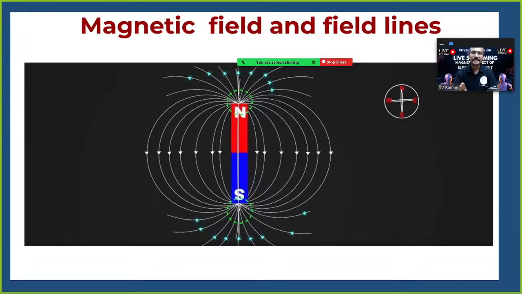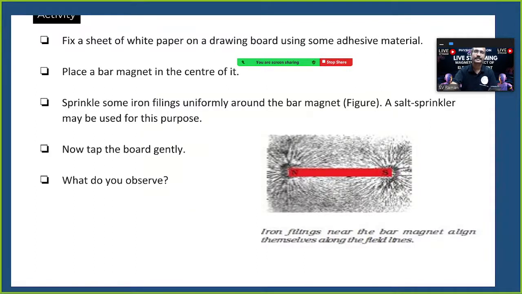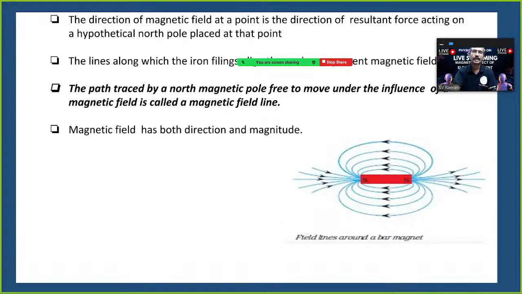We took a bar magnet and we took a magnetic compass needle. Magnetic field lines we chose. So why does a compass needle get deflected when brought near a magnet? So we placed iron filings and a bar magnet. After placing, all the iron filings are attracted only at the poles. The space surrounding a magnet in which magnetic force is exerted is called the magnetic field. The path traced by a north magnetic pole free to move under the influence of a magnetic field is called magnetic field lines.